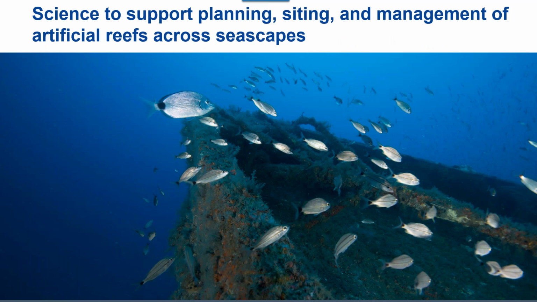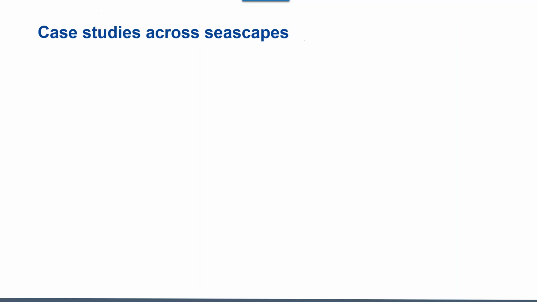And I sit within NOAA in the National Ocean Service, and as Chip said, the name is a mouthful, but it's the National Centers for Coastal Ocean Science, or NCCOS. And what we do in NCCOS is we conduct science to support planning and siting and management of resources across seascapes. And one of these resources is artificial reefs.